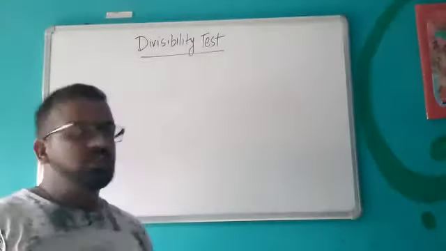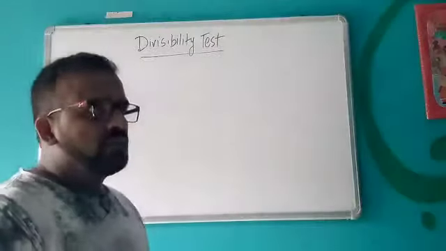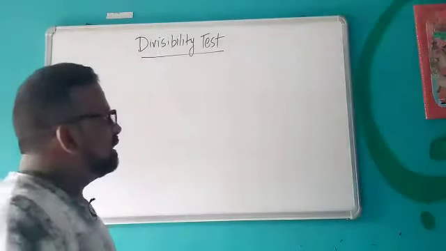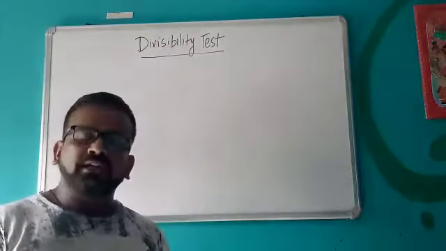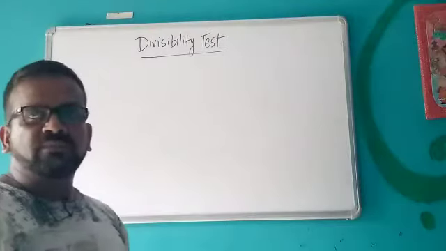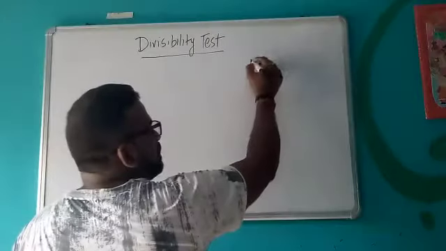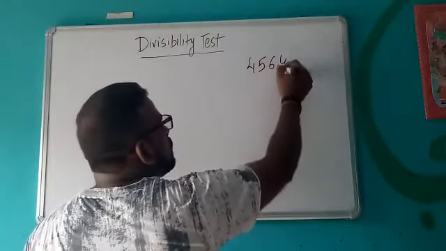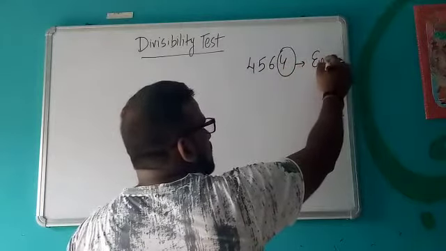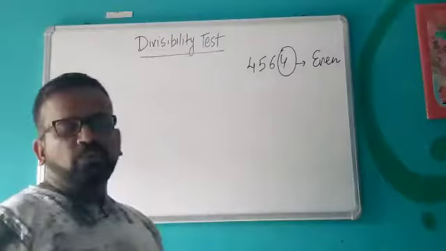Hello students, so today we will see the divisibility test. Whenever you are doing division or prime factorization, there is always a difficulty in identifying the prime numbers and how to see whether a certain number is divisible by the given prime numbers. For example, if I write a number, suppose 4564, you can easily identify that this number is an even number, and so definitely it is divisible by 2.